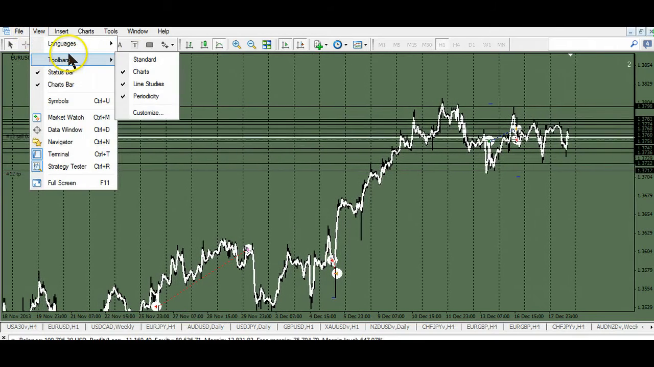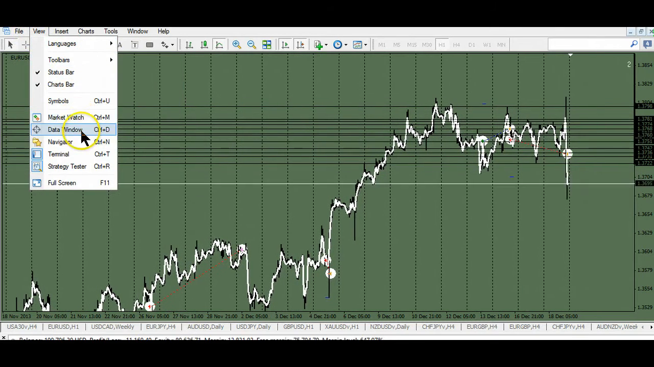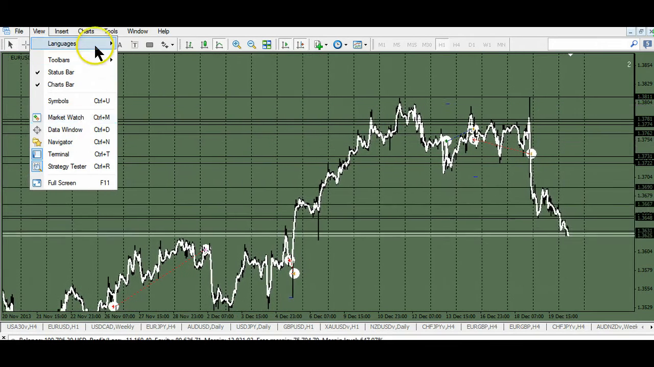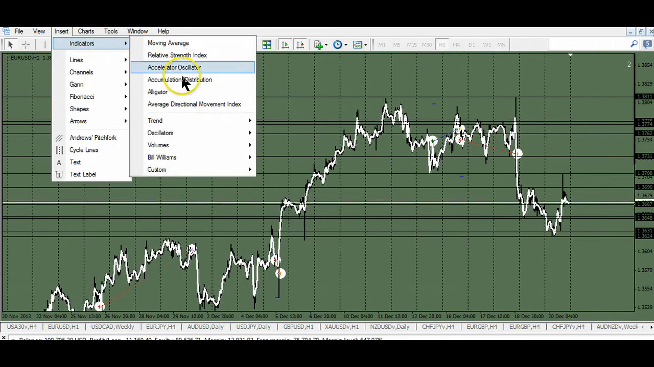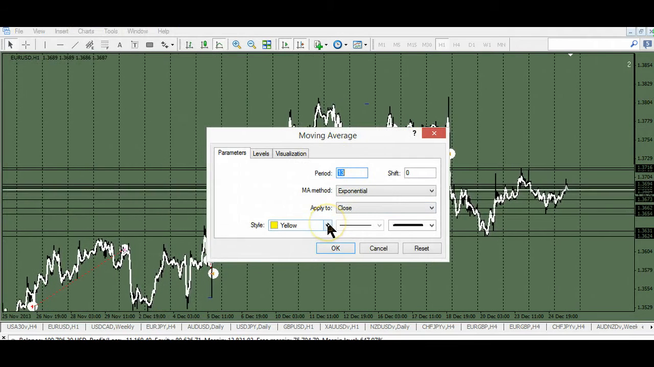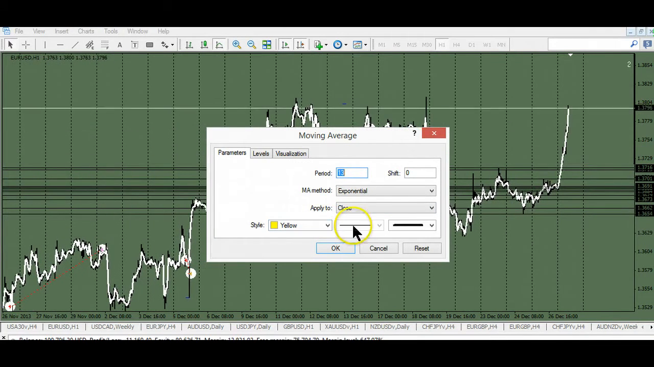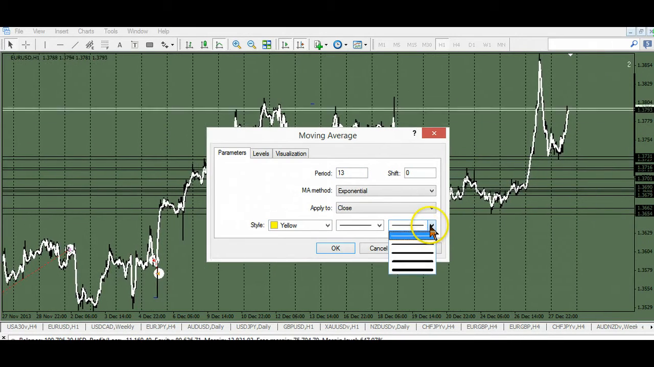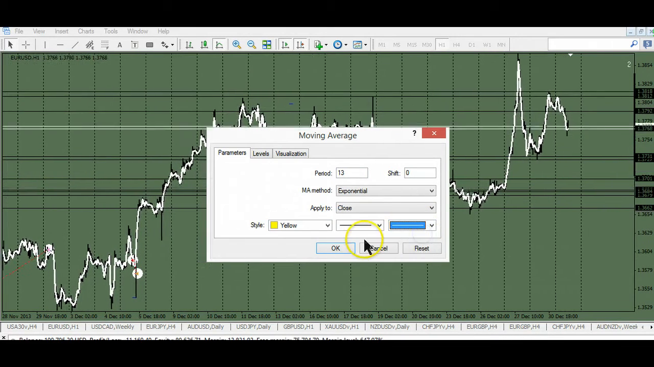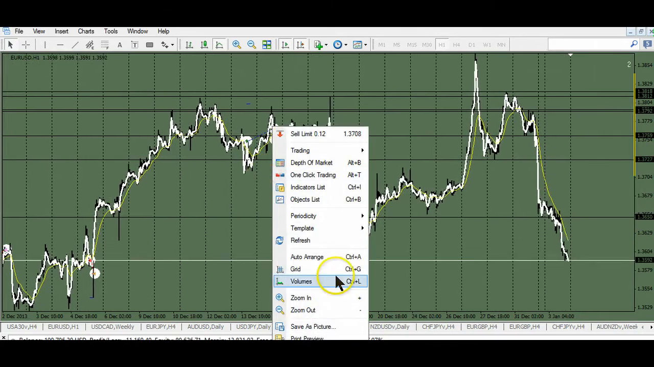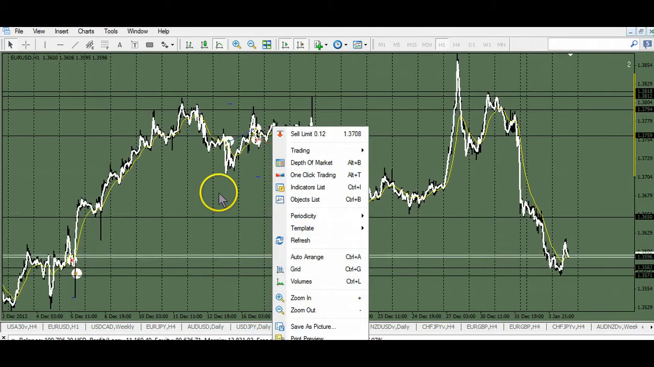Let's build a moving average crossover system on the fly. Hopefully won't crash the poor thing. Okay, insert indicators, moving average. I'm going to go with the moving average crossover system, which I built a long time ago. It was a 13 above a 21. If you do a 13 above a 21, at least you're going to get a tight entry.